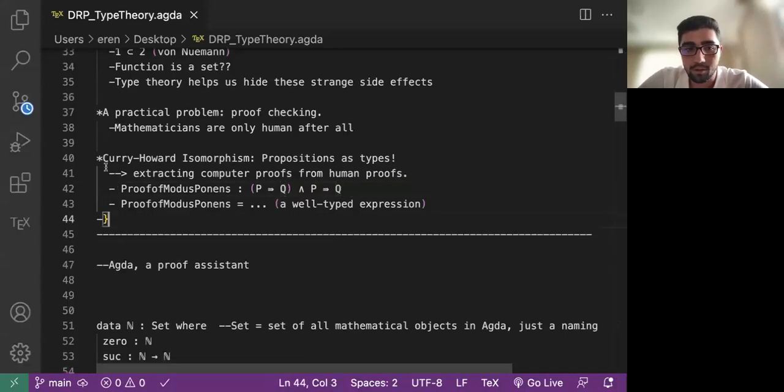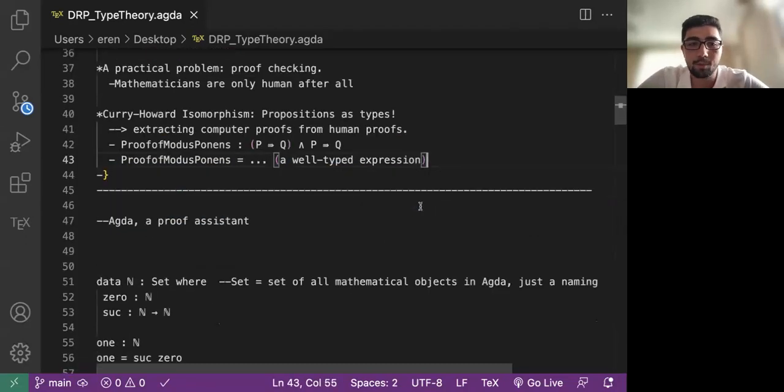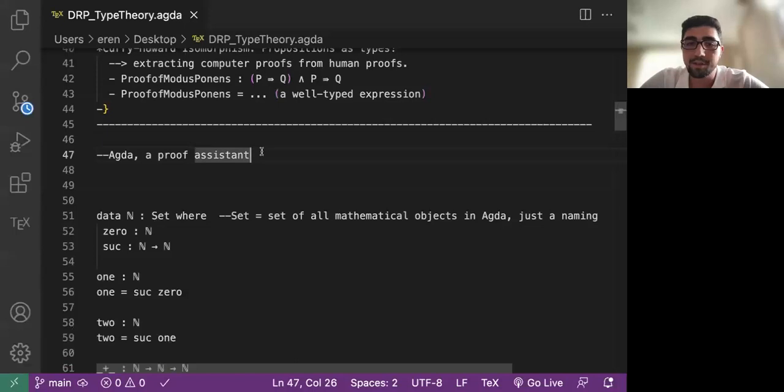Okay, we will do the actual proof at the end of the presentation. Now let's talk about Agda. It's a proof assistant, which is built on a programming language called Haskell. It helps you write proofs, as we will see the details later.